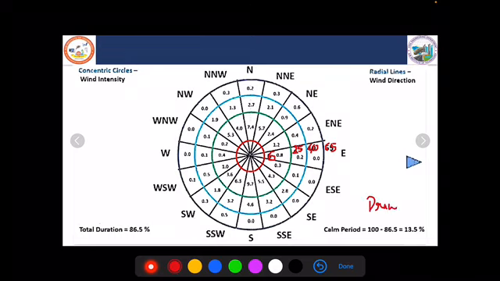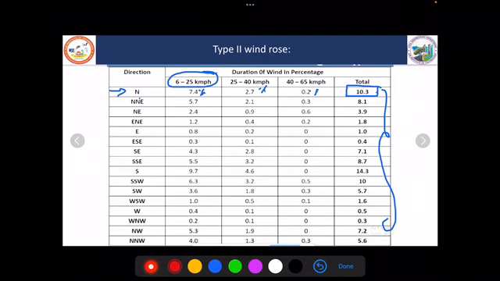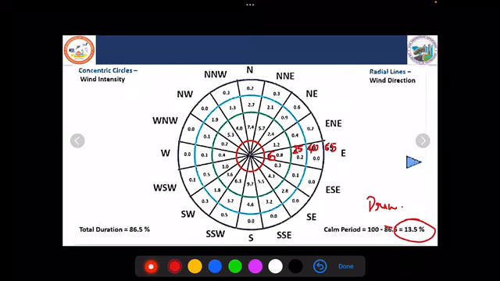Maybe here only those intensities which we have in the data are highlighted. And also the calm period, we know, is 13.5 percent. It is similar to how we calculated it in the Windrose diagram of type 1, because the total intensity here will be 86.5 percent. So when we compute the calm period, 100 minus 86.5, that will be 13.5 percent.